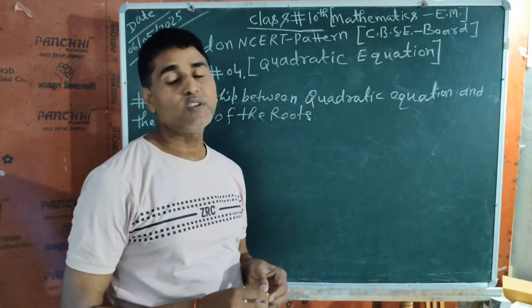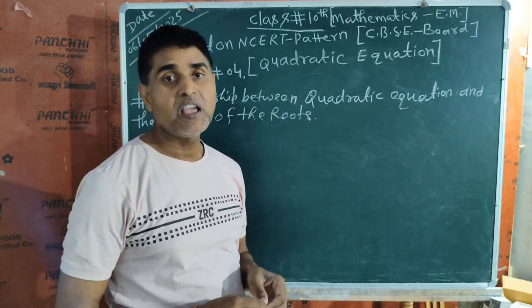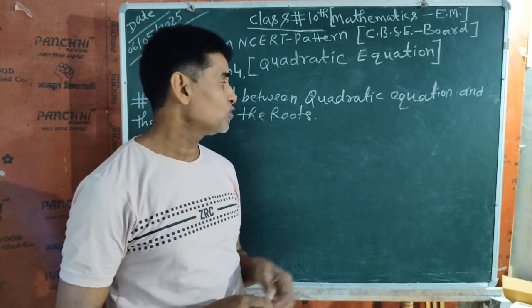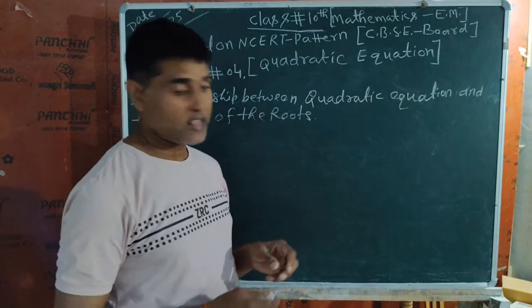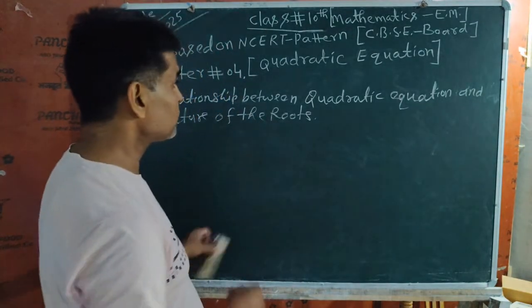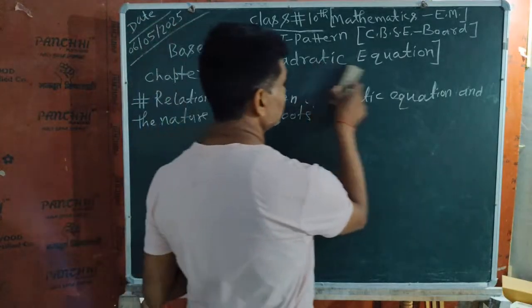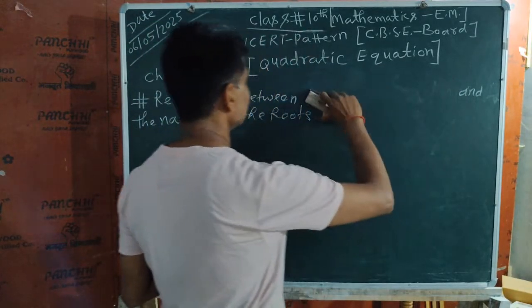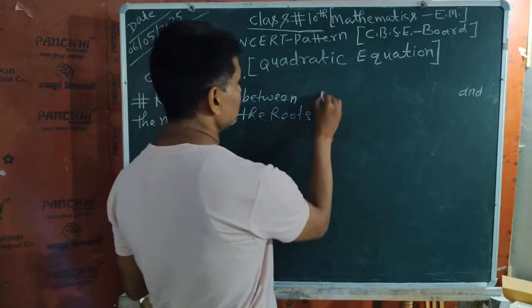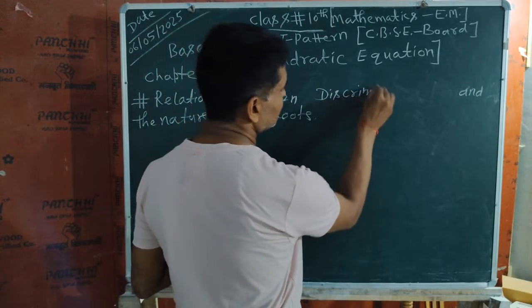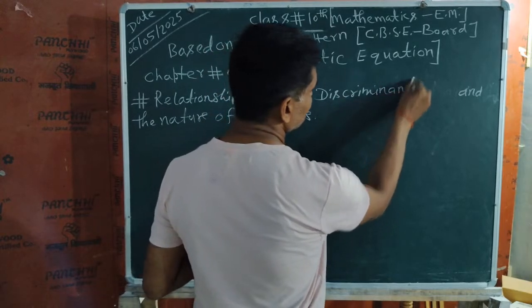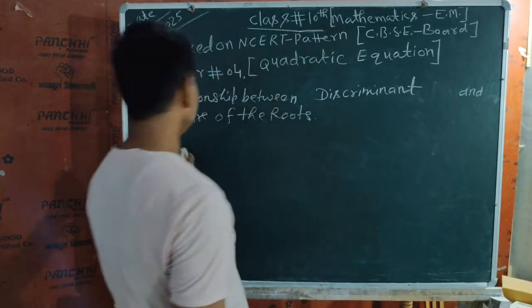First of all, I will write the general quadratic equation. After writing the general quadratic equation, I will write the discriminant. In the place of quadratic equation, I will write discriminant, so that it will be easy for you to understand. The relationship between discriminant and the nature of the roots.